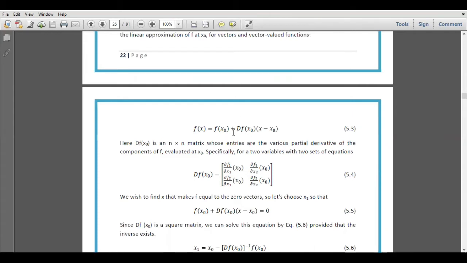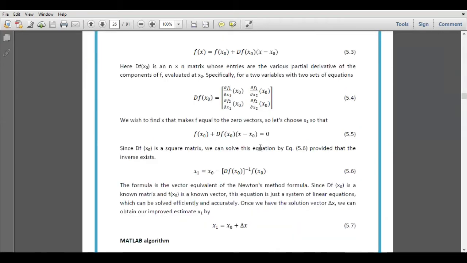So for this case, when we have two variables in our nonlinear equation set, this Jacobian matrix will have the form: partial f1 over partial x1 at x naught and partial f1 over partial x2 at x naught, partial f2 over partial x1 at x naught, and partial f2 over partial x2 at x naught. Again, in this case, this f of x will be equated to 0 and the new value of x will be calculated using this expression.